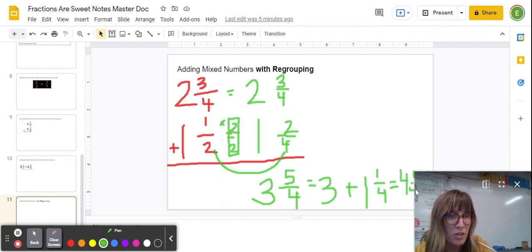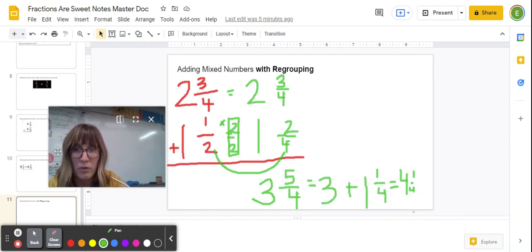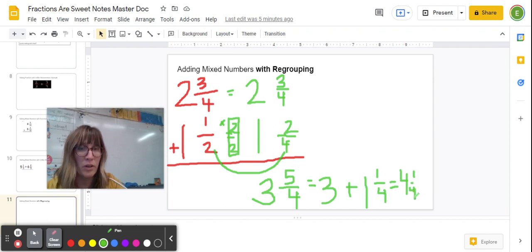I ran into my picture here. 4 and 1/4. Let's move it. I'm moving. 4 and 1/4. Woohoo! So when you're adding mixed numbers, the regrouping part here doesn't happen in the process of solving. It happens in the simplifying at the end.